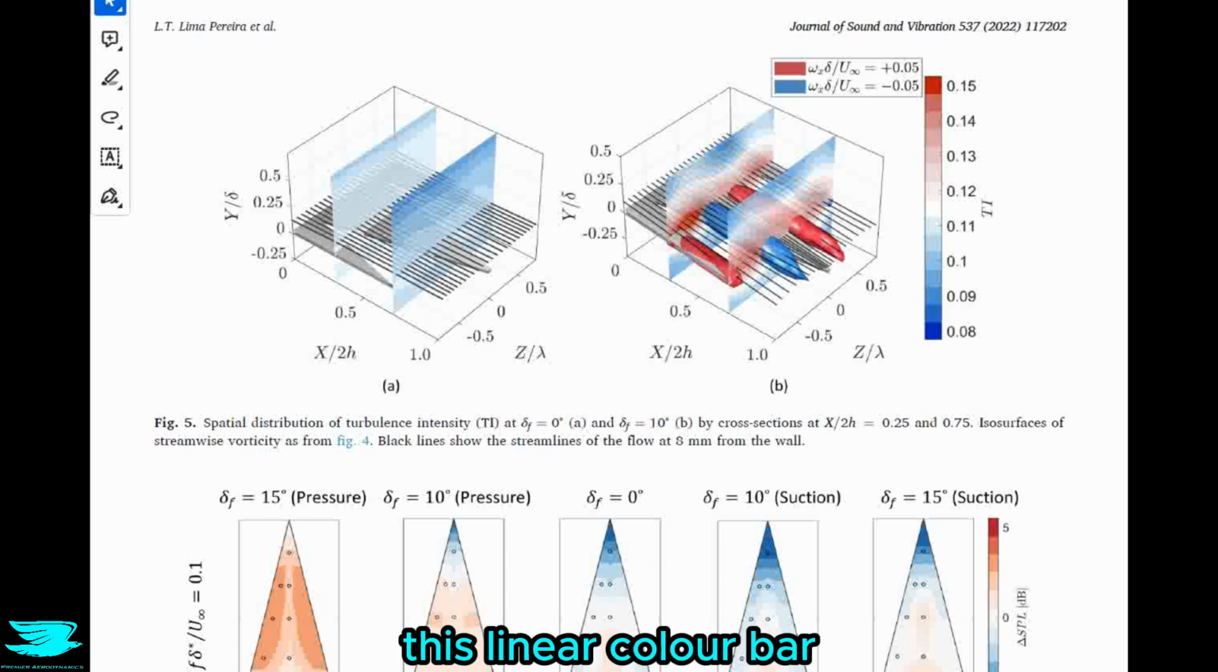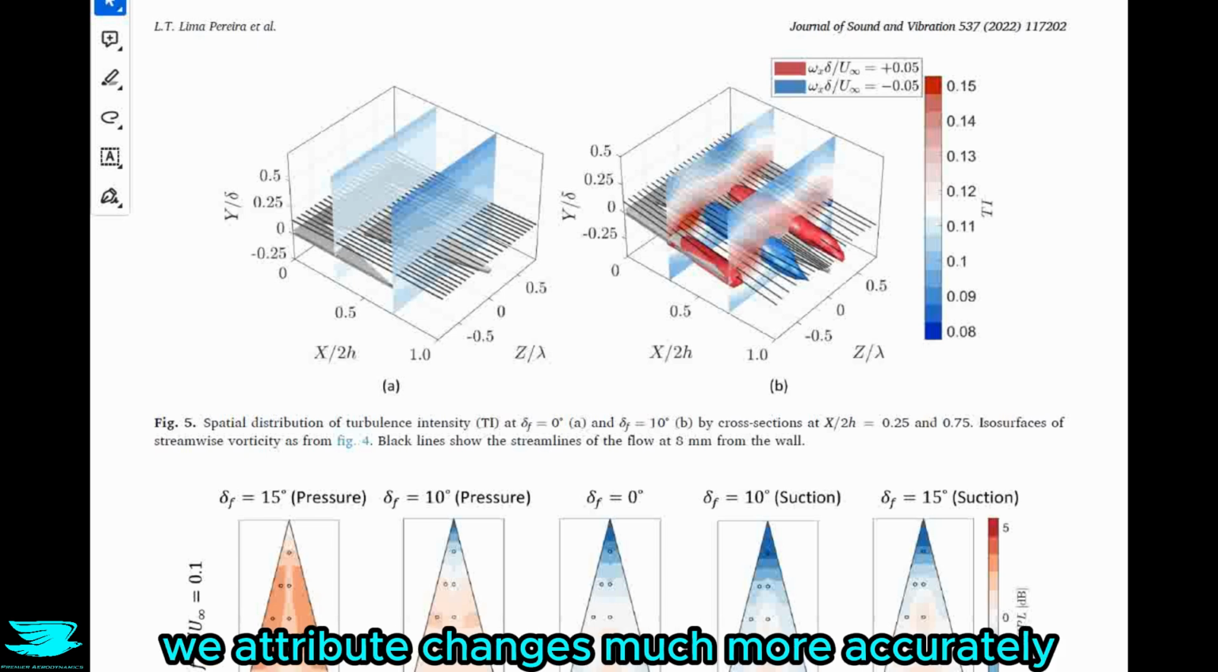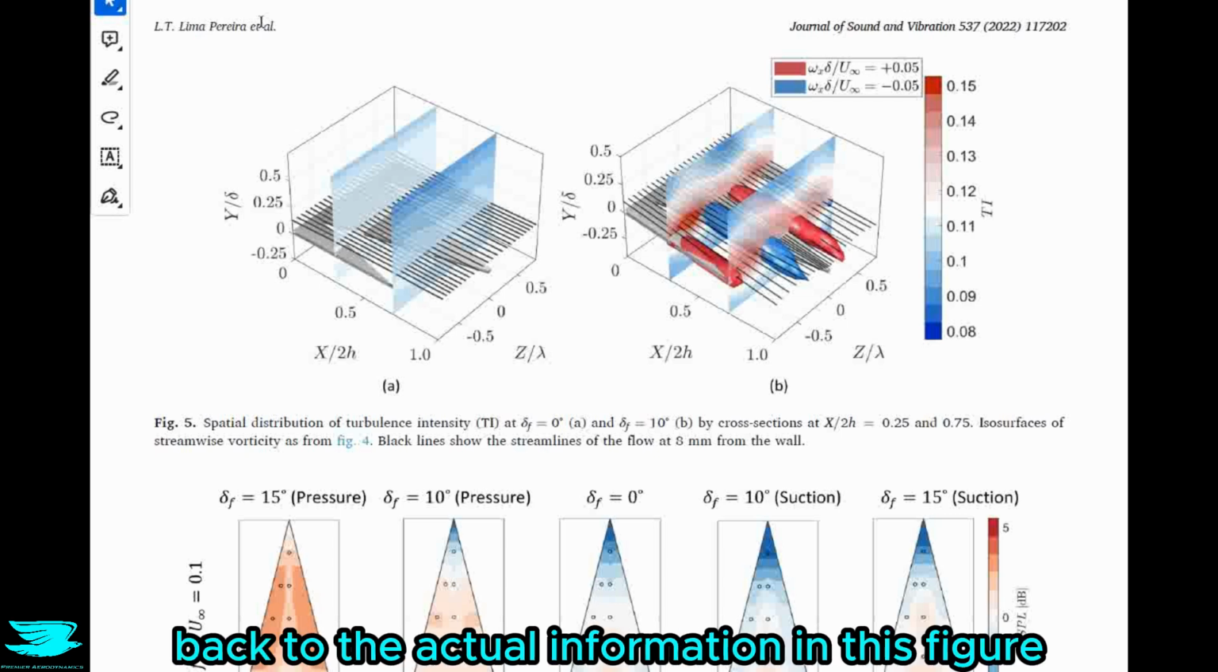Here, this linear color bar results in our eyes not being tricked by sudden changes in color. We attribute changes much more accurately based on the color. What that all means is that when we interpret the plots, it is far more accurate. Anyway, back to the actual information in this figure.